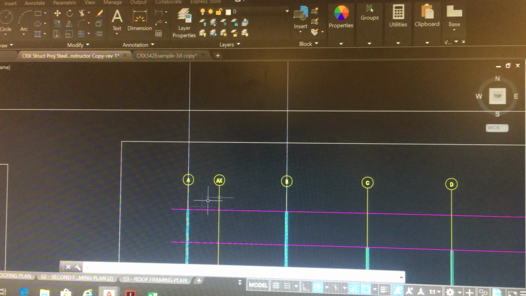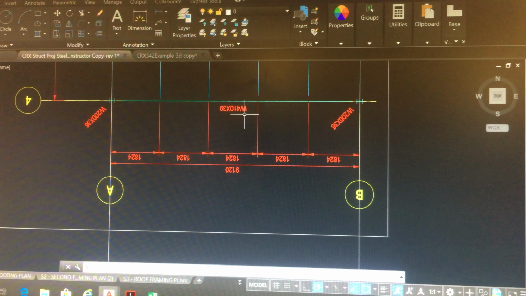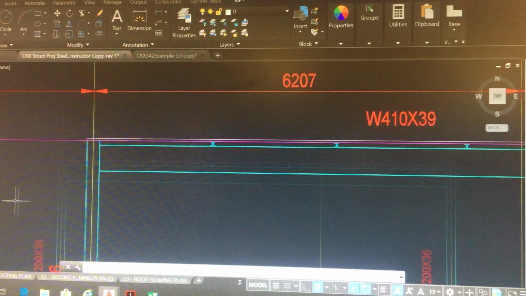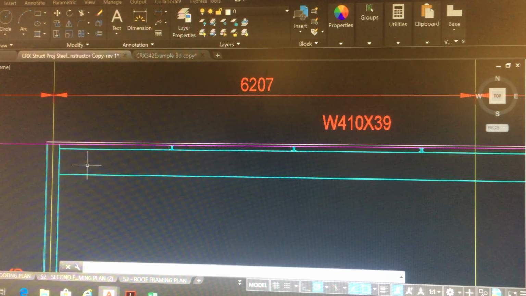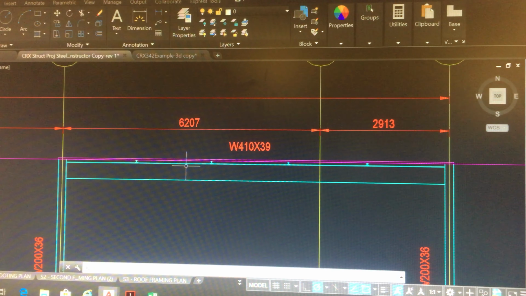So what is the beam that I should see here? W10 by 39. Do you agree? Now check it out. By destiny, the same beam that I have here, I have there. So instead of me doing everything again, what am I going to do?